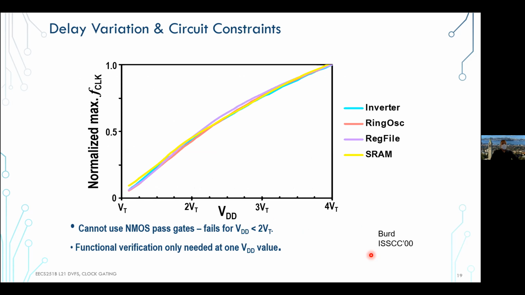Again, we had this curve of different logic circuits, normalized F clock versus VDD. In the range between 2VT and VDD, NMOS pass gates, for example, become a problem, because you have an additional threshold voltage drop, and so you end up not shutting off the thing you're trying to control. In terms of functional verification, you really only need one VDD value because you're just trying to check the function. But for other things, you do need to watch out for your delay profiles.